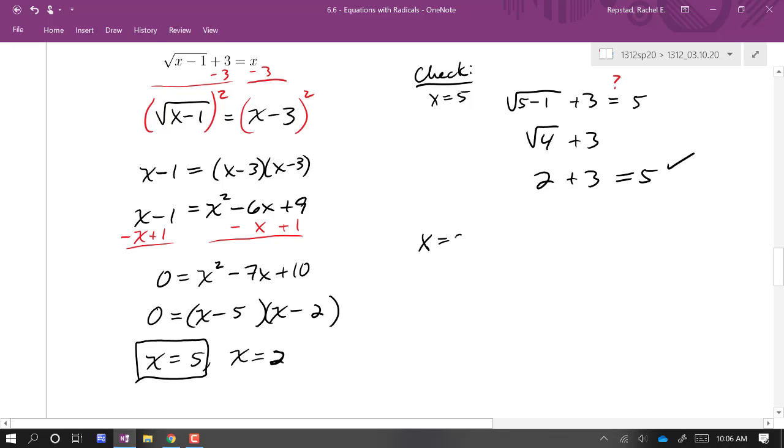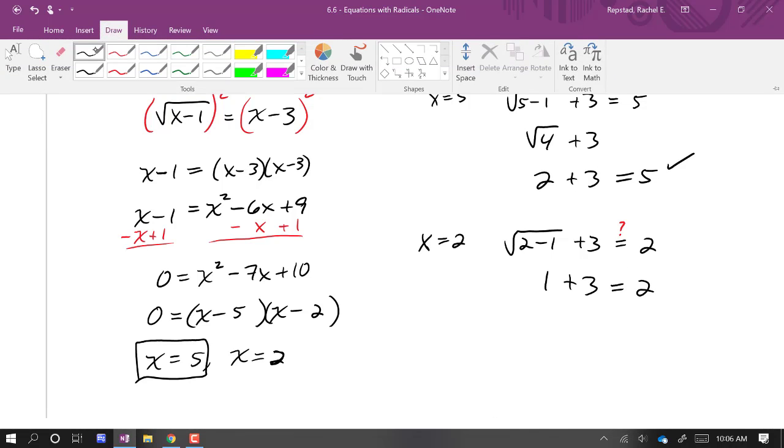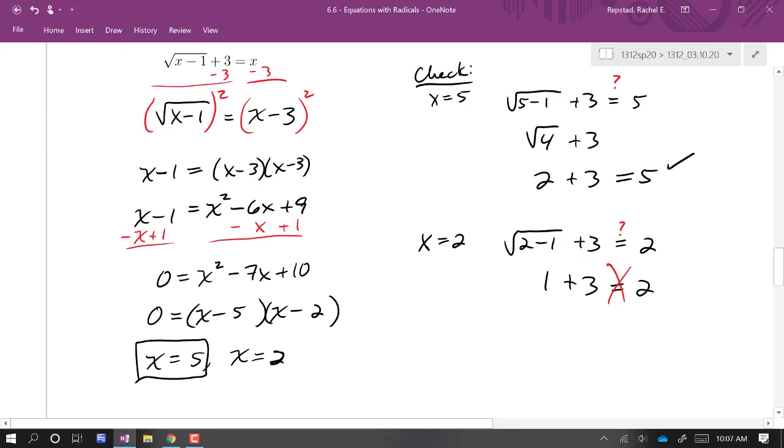And for x equals 2, we have the square root of 2 minus 1 plus 3. Is this equal to 2? We get a 1 plus 3. No. 1 plus 3 is in fact not equal to 2. So this is not a solution. This is an extraneous root. That extraneous root is absolutely a solution to this equation that we got after we squared both sides. It just doesn't check out in the original.